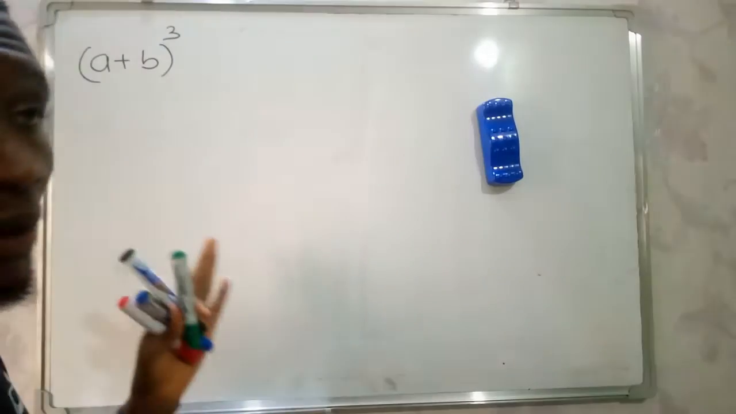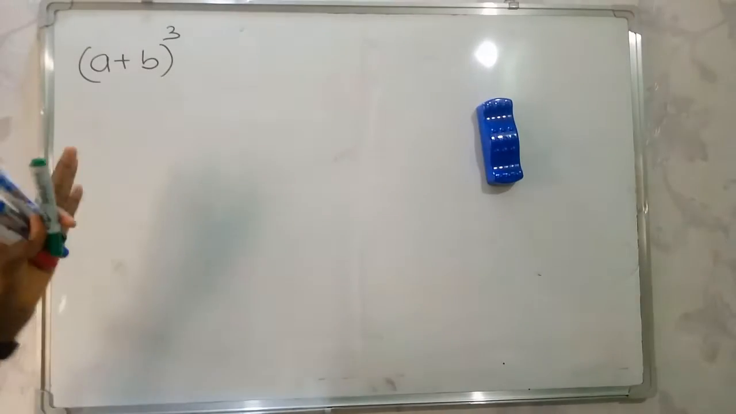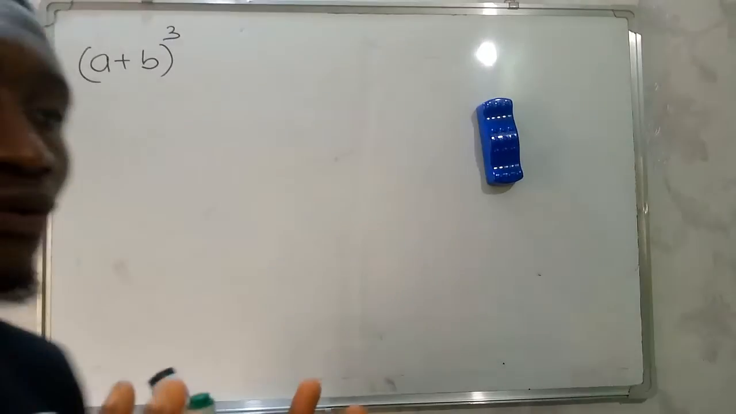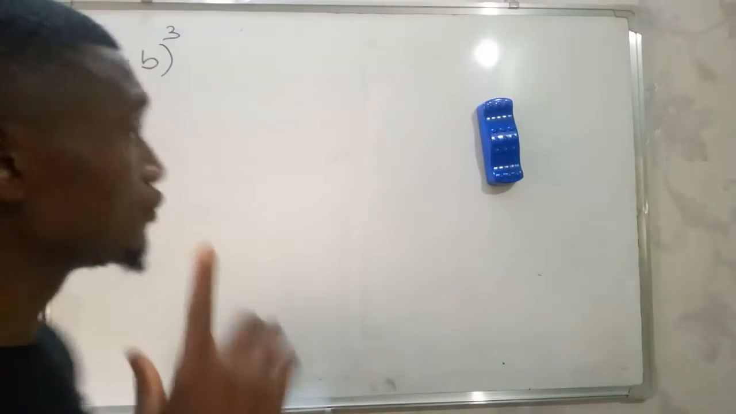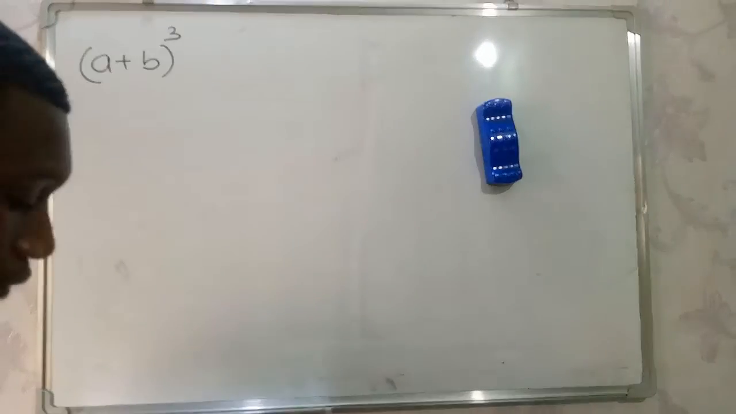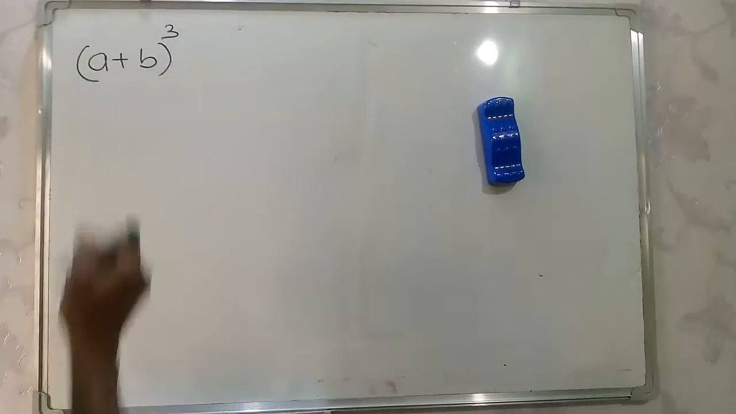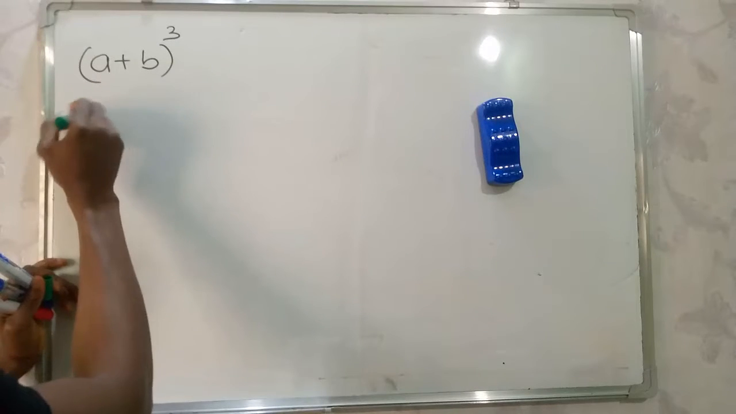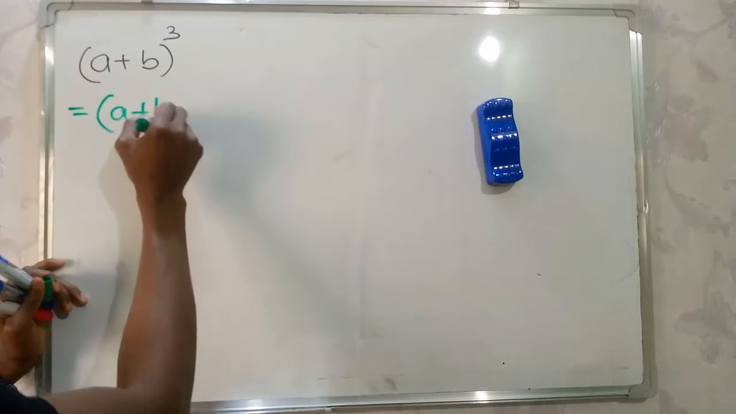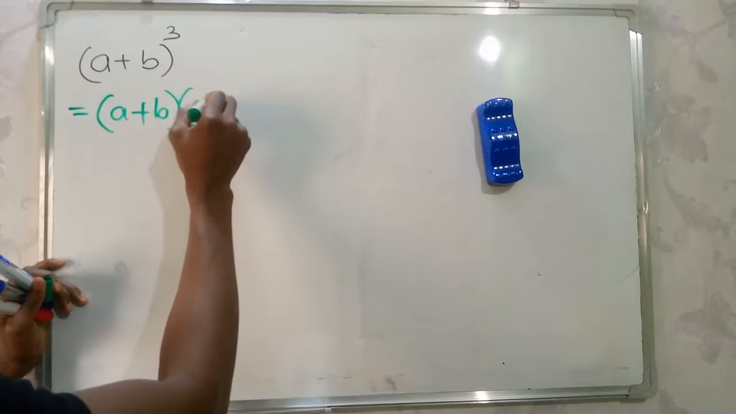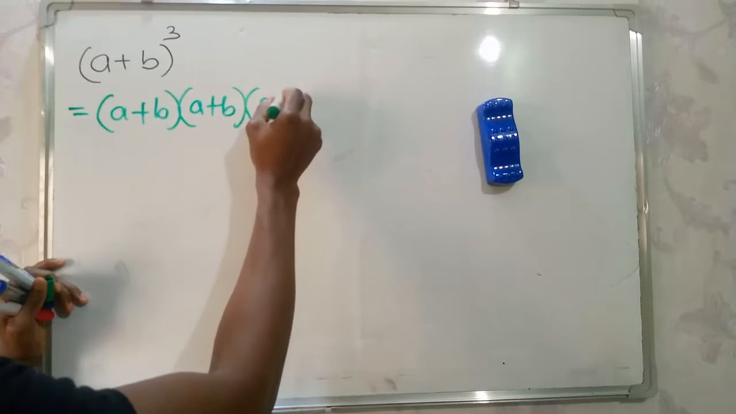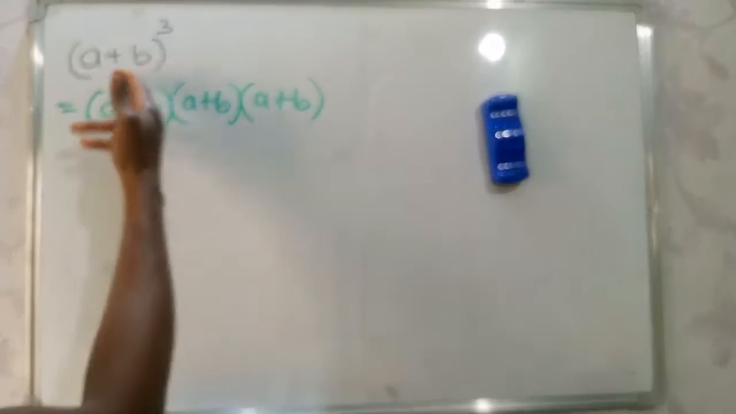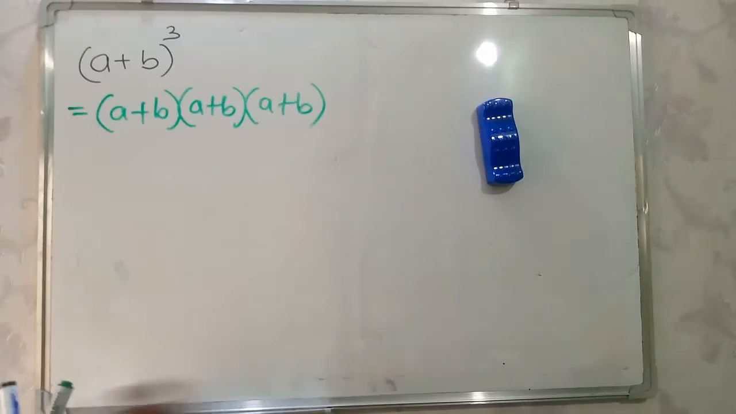Now in this class we'll be looking at the expansion of a factor like this to the power of 3. I'm going to first of all utilize two methods that have been used before. The first one is that for us to expand this, we are going to call this a plus b multiplied by a plus b multiplied by a plus b. That is what this thing means. It means that this factor a plus b occurred 3 times.